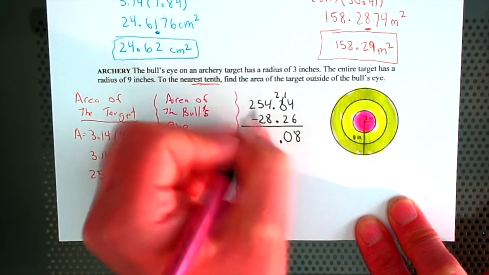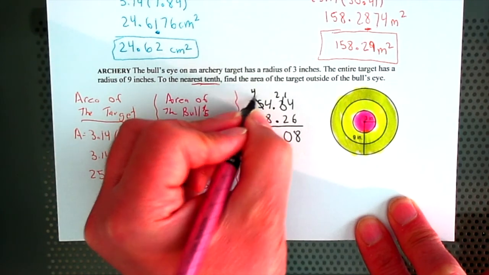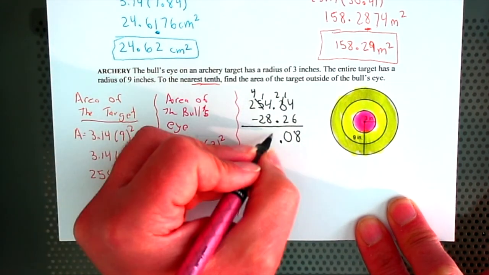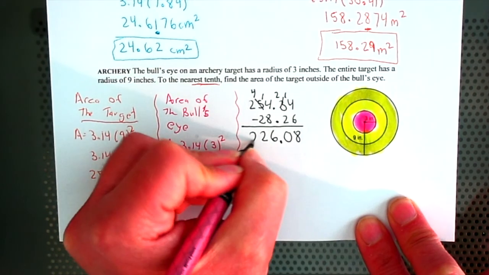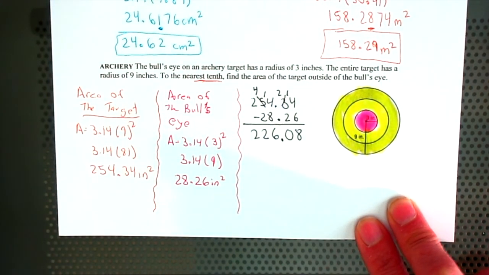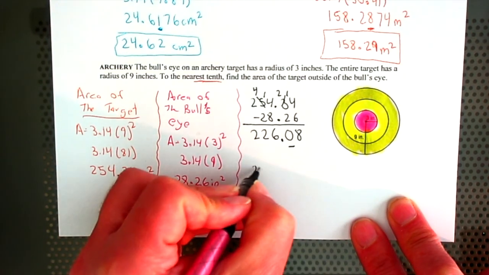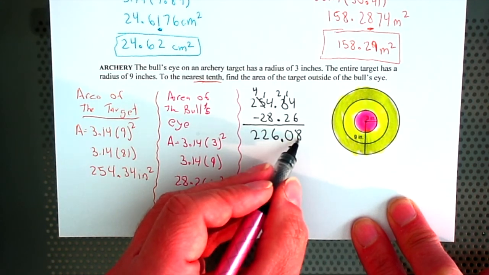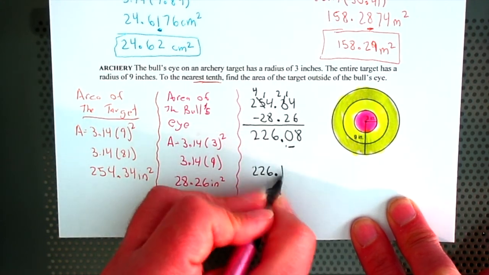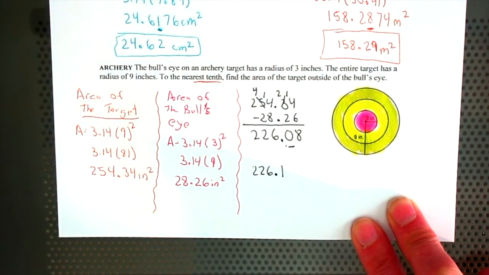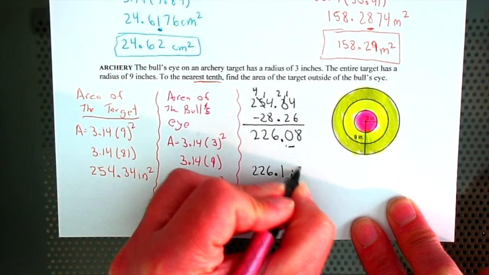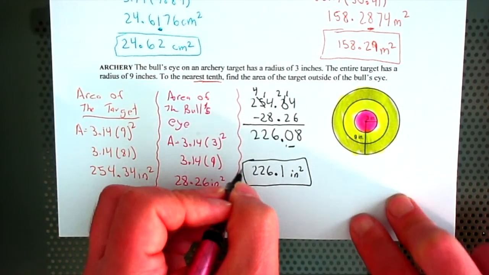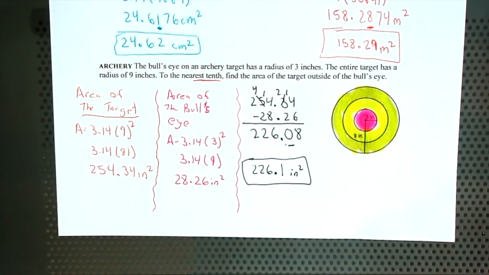Okay, again, I need to borrow or regroup, so I take from the 5. Now that's 14 minus the 8. So that gives me the 6, 2, 2. Now I want my answer to the nearest tenth, so one place behind the decimal. That's 226 point 0. Because the number behind the 0 is larger than 5, I'm going to increase that. That becomes 226.1 inches squared. And that gives me the area of that whole yellow area because I basically removed the bullseye.